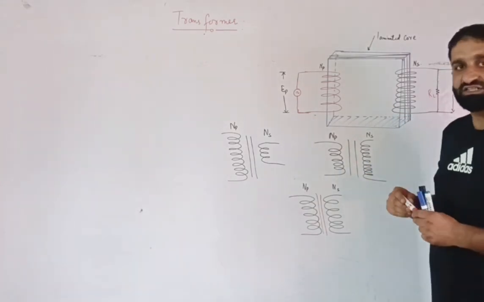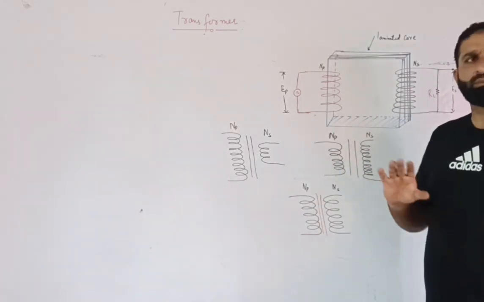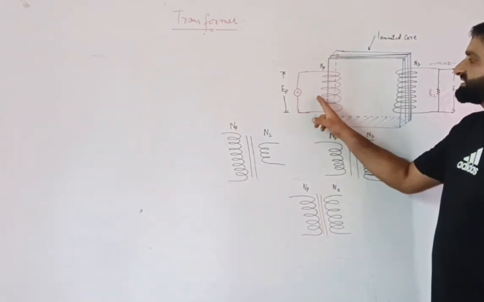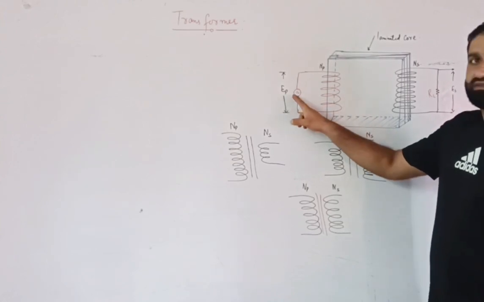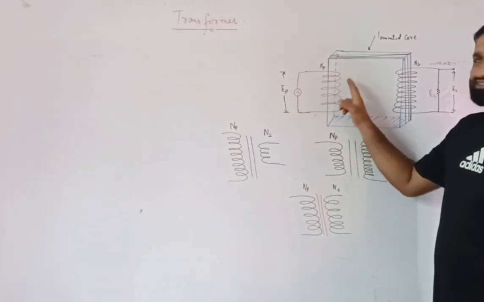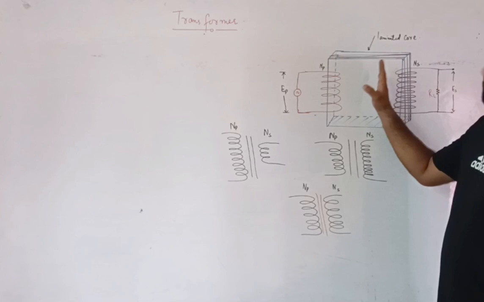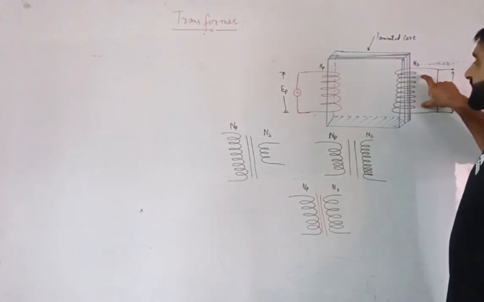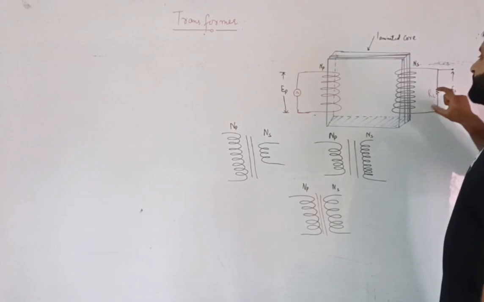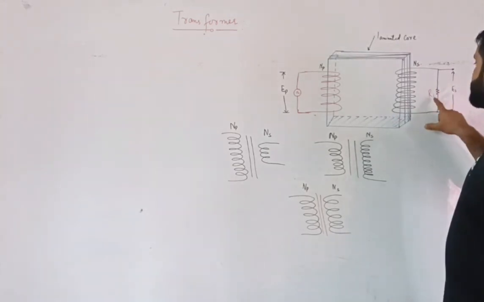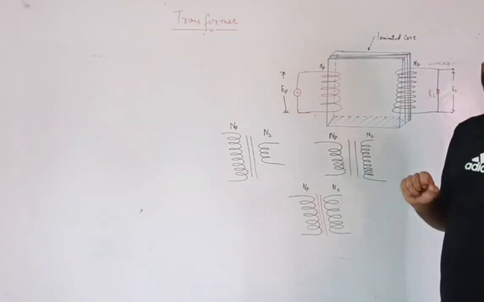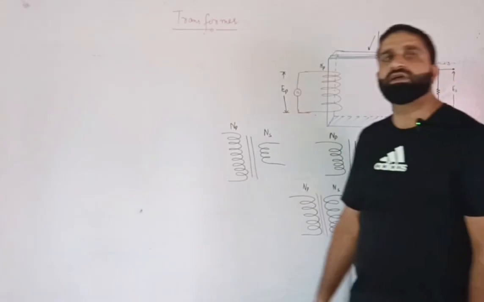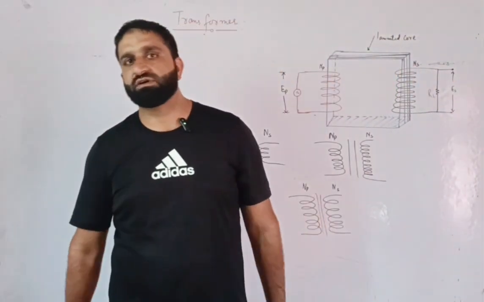This transformer works on the principle of mutual induction. That means the flux that is changing with this coil NP is linked through the laminated soft iron core to the secondary coil, and that changing flux in the secondary coil produces an EMF, and the current is induced in this resistor when the resistor is connected to the two ends of the secondary coil. This is the basis of the transformer.